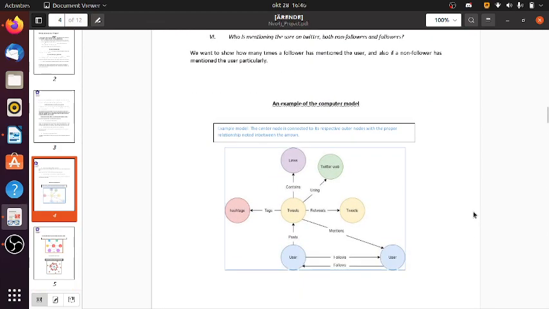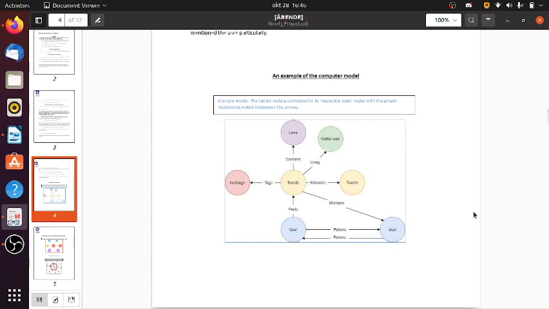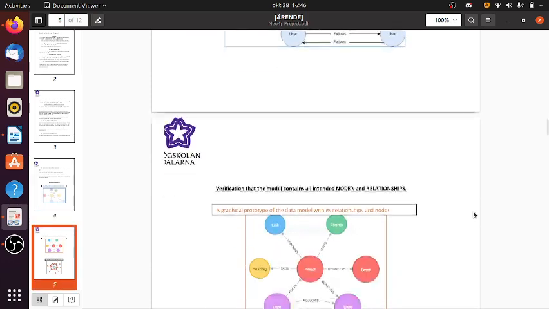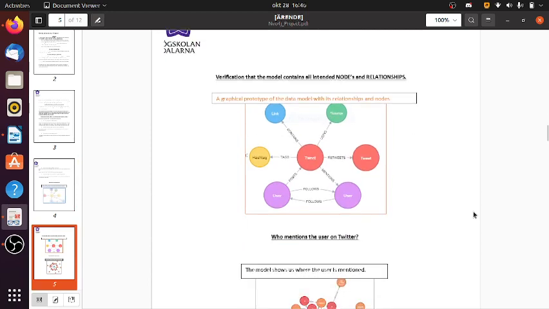So basically this is an example of our model, where you can see the nodes and the relationships, which we will show later, and also the labels between the nodes and the relationships. If we go down a little bit, this is an output verifying that the model contains all the intended nodes and relationships. It's a graphical prototype of the data model with its relationships and its nodes.